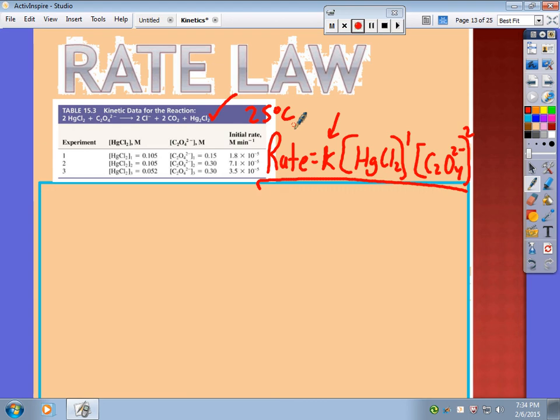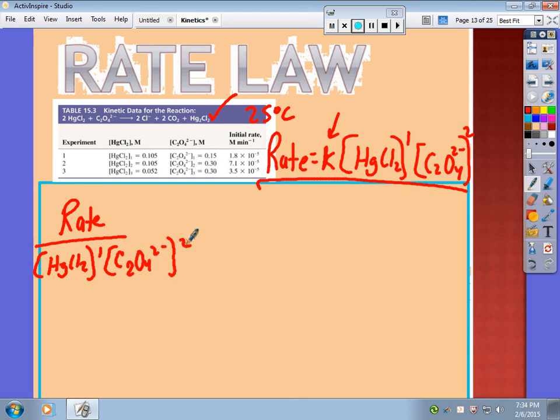Usually if it's hotter, it goes faster. If it's colder, then it goes slower. So to find K, I'm going to write my equation like this. Rate equals HgCl2 to the first power over C2O4 2 minus squared. And that is equal to K, isn't it?